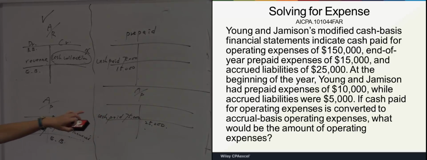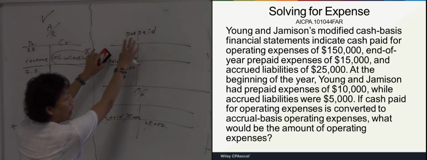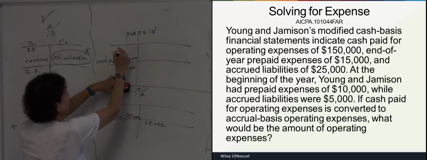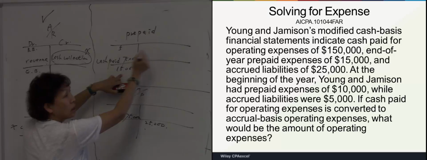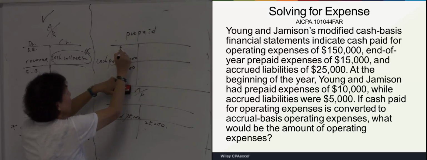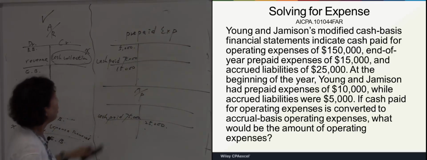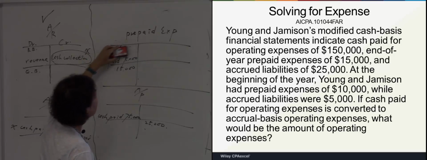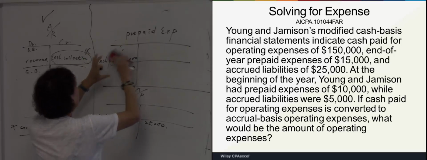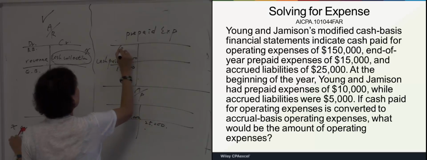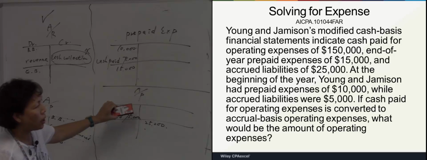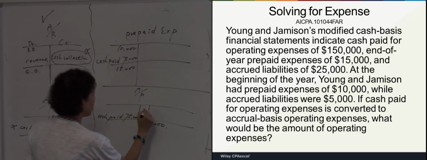And then it says the company has prepaid expense at the beginning of the year. Prepaid expense balance is 10,000 and accounts payable is 5,000. So under the prepaid account, we put 10,000 on the debit side, because prepaid expense is an asset. And for accounts payable, the beginning balance is 5,000, so we put 5,000 here.